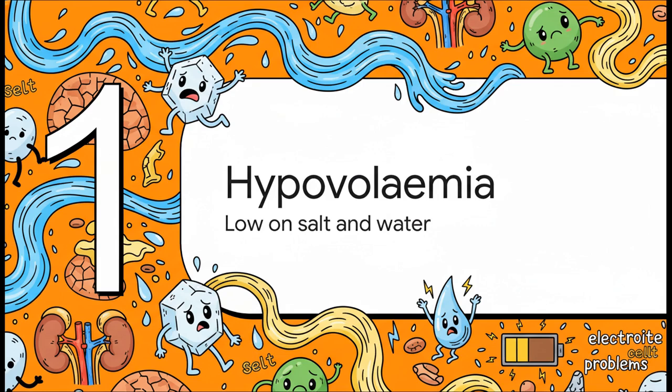Okay, first things first. We have to build our foundation with hypovolemia. You see, this isn't just about being a little thirsty or dehydrated. It's a very specific state of volume loss that really sets the stage for a lot of the electrolyte problems we're going to talk about.